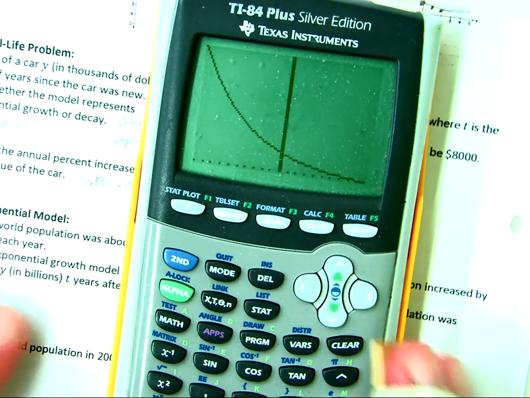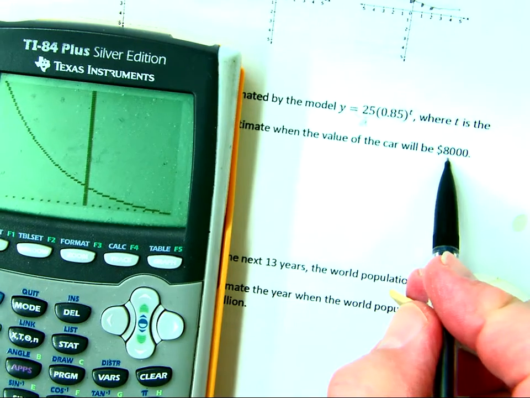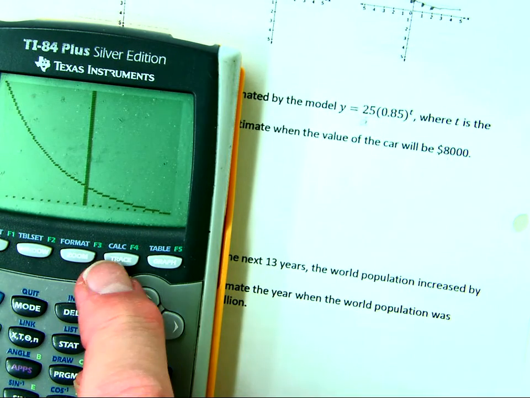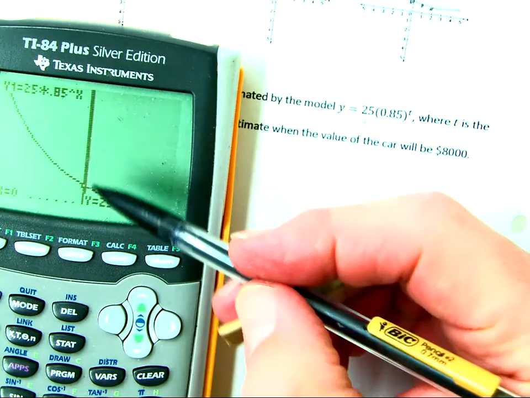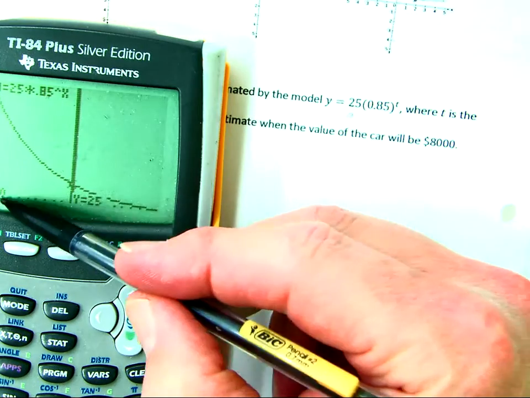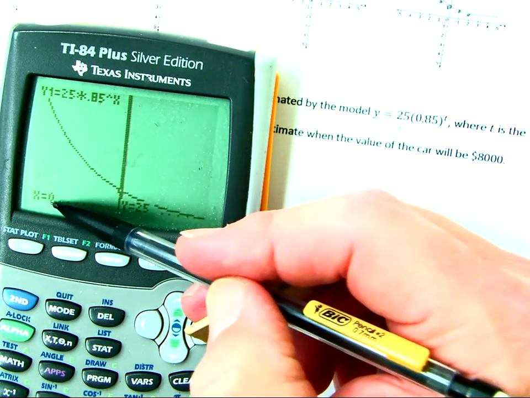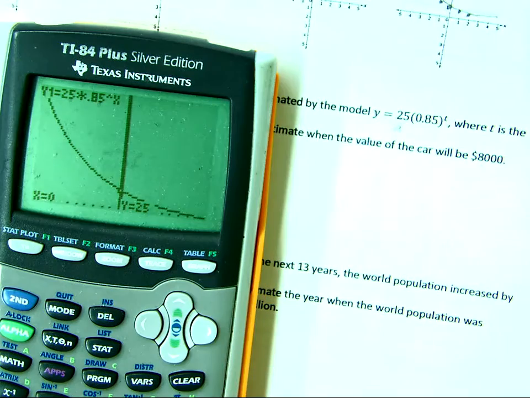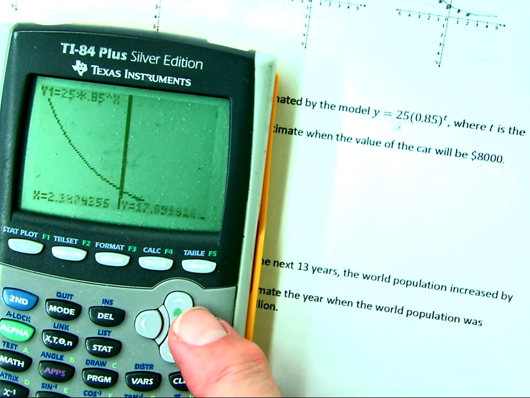Well, now I want to find out when that reaches 8,000. We're in thousands, so we're looking for 8. So I'm going to hit the trace button. Now if you look at your y values, here it's 25, at time 0, when you first bought the car, it's valued at 25,000. Now if we use our arrow keys, we keep going to the right and watch the y values. We want to find out when they're approximately 8.